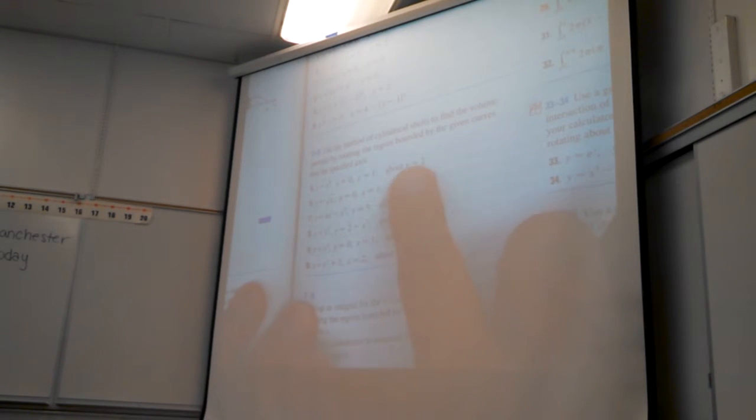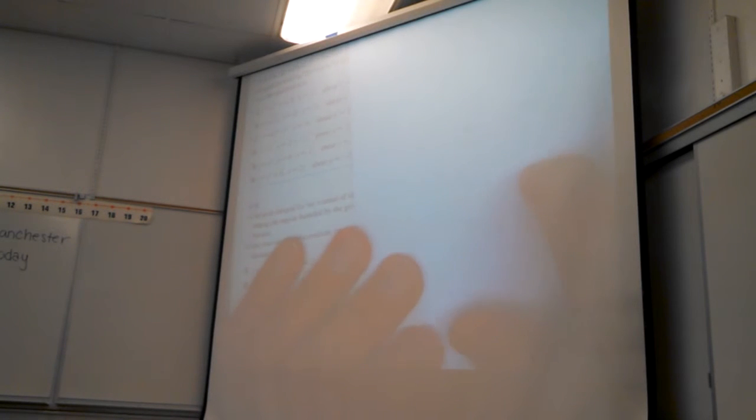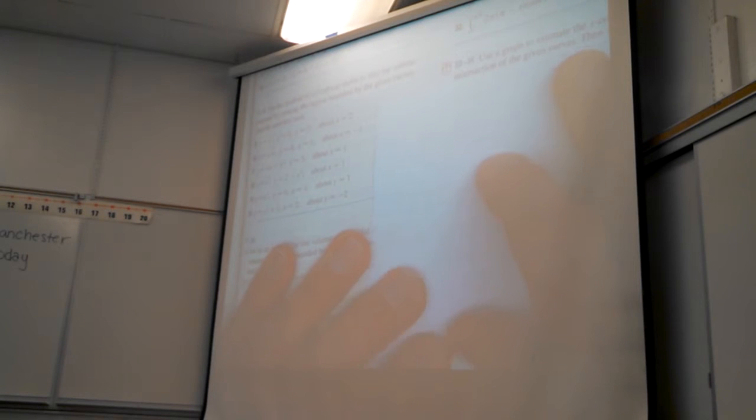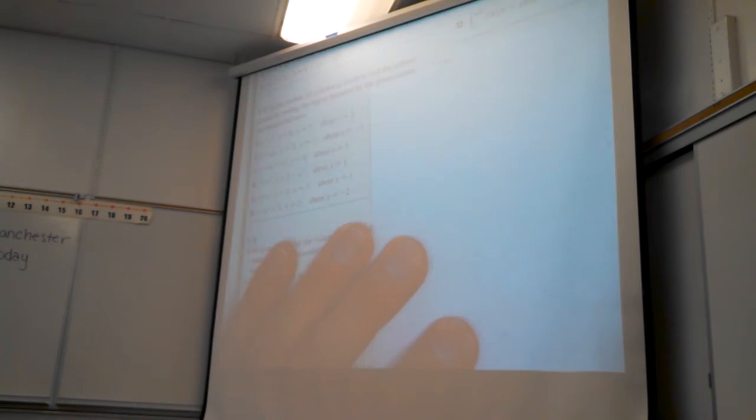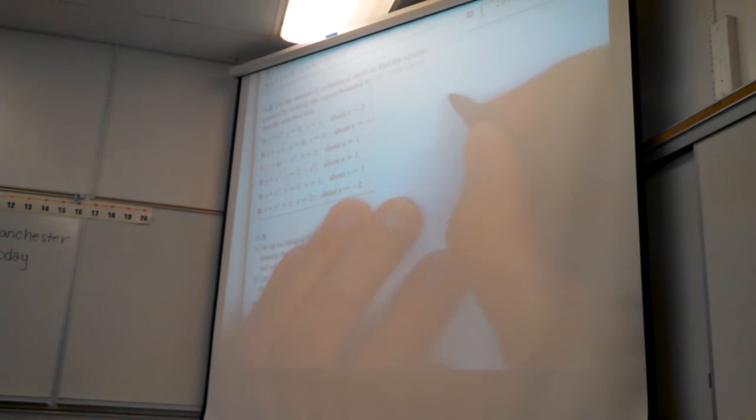So here, let's do 15. I said let's do it, so let's do it together. I have to use shells because they tell me to, but we'll do it by shells first, and then we'll see if washers or discs would have worked. So 15, if we draw that bad boy.